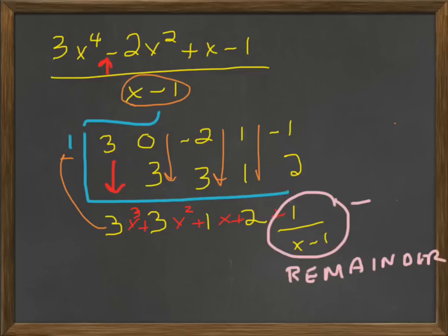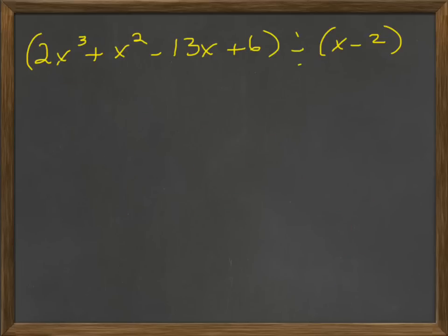Because our remainder is not 0, we know that x minus 1 is not a factor of the polynomial in the numerator. Okay, here's another example. Taking 2x to the third plus x squared minus 13x plus 6, and we're going to divide that by x minus 2. Because we're dividing by x minus 2, our root would be 2, and then we draw our synthetic division bar, and we put in the coefficients of each of the terms. So we have 2, 1, -13, and +6.